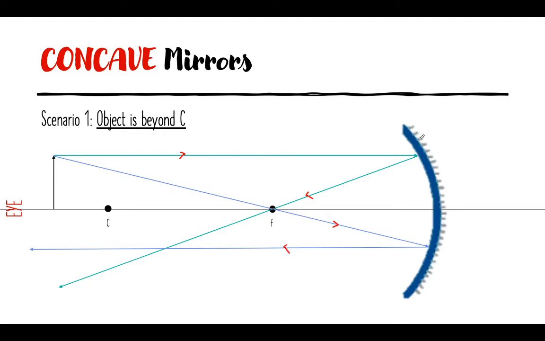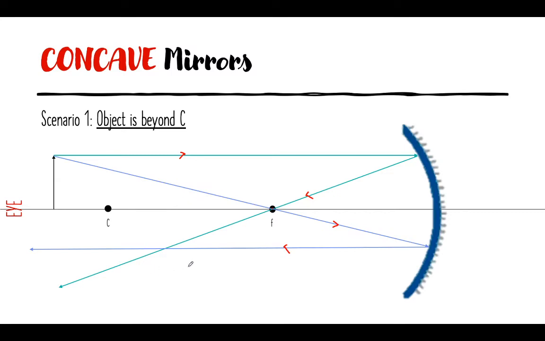So I've got my green set of lines that started at the top of my object towards the mirror. It comes back through F. My second set of lines starts at the top of my object, goes through F, hits the mirror, and then comes back parallel to the principal axis.